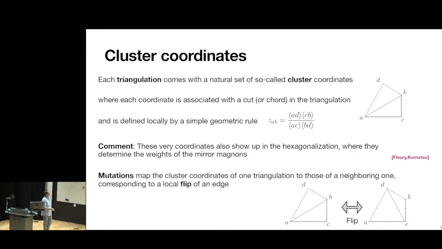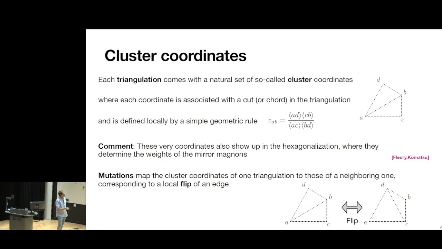So besides this natural embedding or representation, there is also another important thing that comes with our triangulations, with our hexagonalization, which again starts off with a triangulation, which is that each triangulation comes with a natural set of cluster coordinates, which serve precisely to parameterize the geometry up to conformal redundancy. And in this construction, each coordinate is associated with a cut or chord in the triangulation and is given by a very local rule. So you just look at which chord you are talking about, and then you construct the cross ratio using the other elements of the triangulation that are around it.